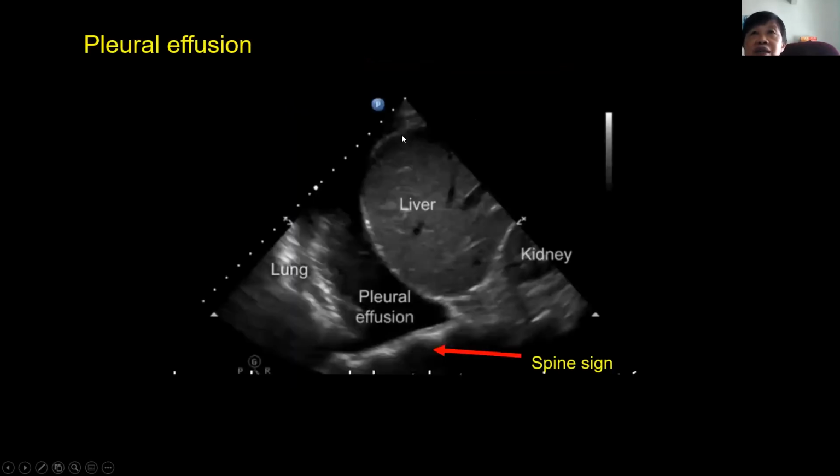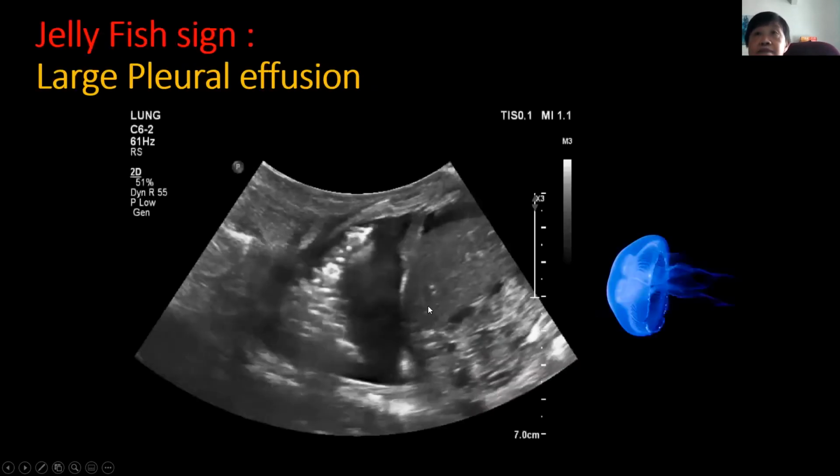So this is the liver, the kidney, and this is the dark pleural effusion, because it's water, fluid, it appears dark, and this is the lung which is consolidated or collapsed. And this is the spinal vertebra extending beyond the diaphragm. So this is called the spine sign. The presence of this spine sign will then tell you that what we have here is a pleural effusion.